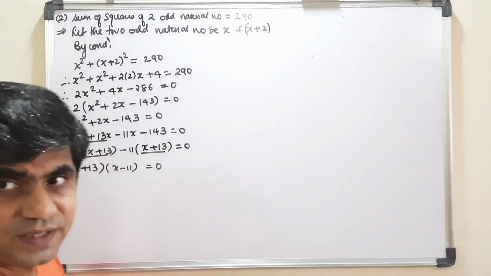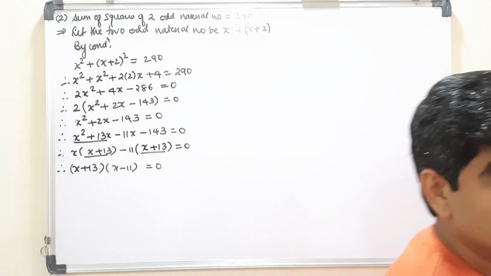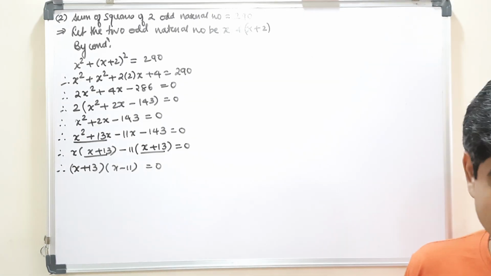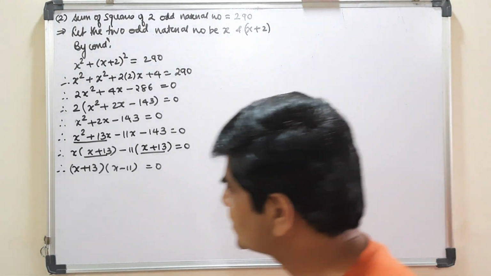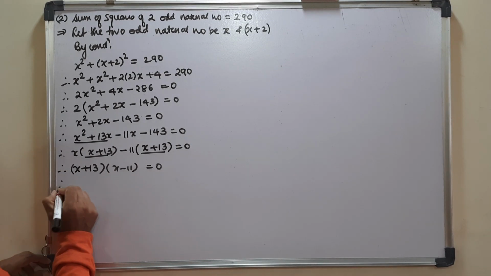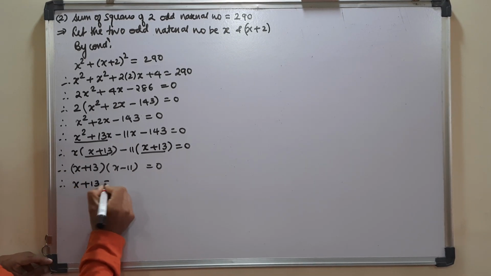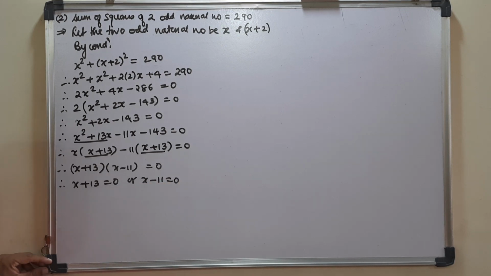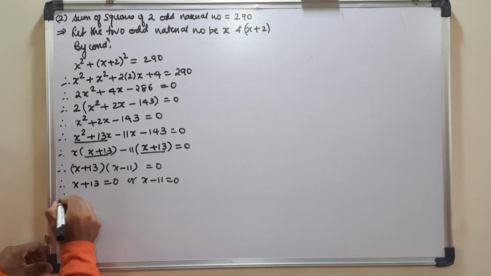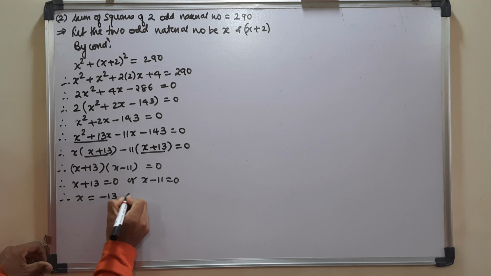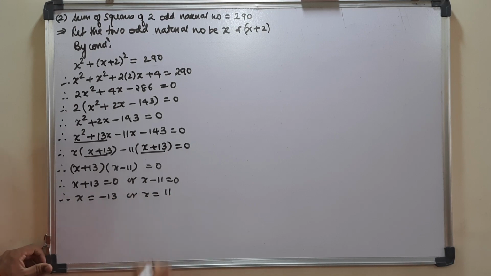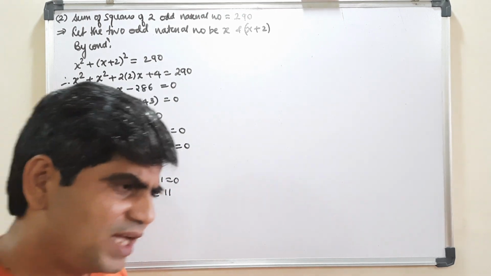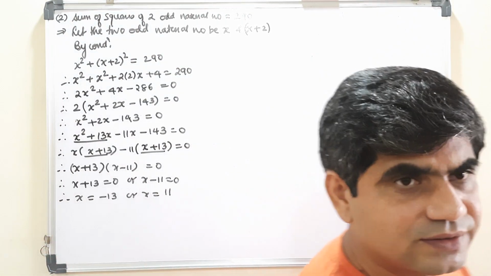So this finally says that either my first bracket or second bracket will be 0, or both can be 0. That means I can say here that x plus 13 is 0 or x minus 11 is equal to 0, indicating that x is equal to minus 13 or x is equal to 11. Right? Now I got both the answers.